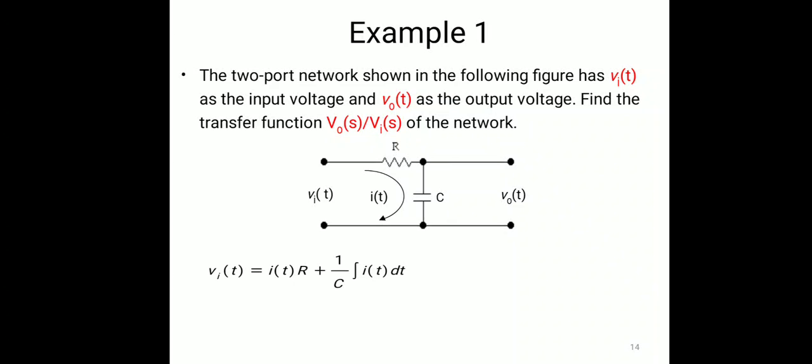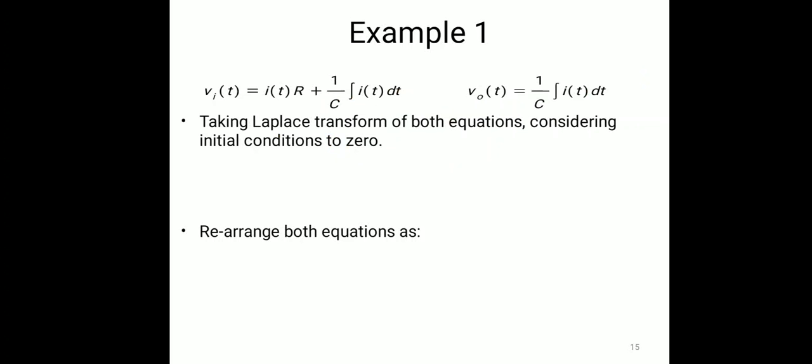From the first loop, using the loop analysis KVL equation, Vi of t is equal to I of t into R, plus the voltage through the capacitance, which is 1 by C integration of I of t dt. Then the second equation, from loop number 2, for V naught of t is 1 by C integration of I of t dt. Taking the Laplace of these two equations, we get Vi of S and V naught of S.